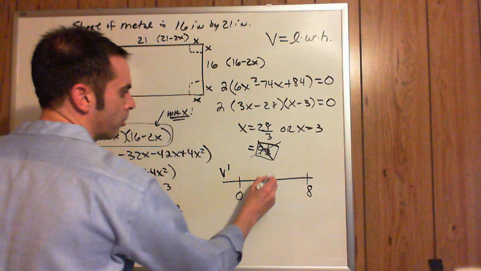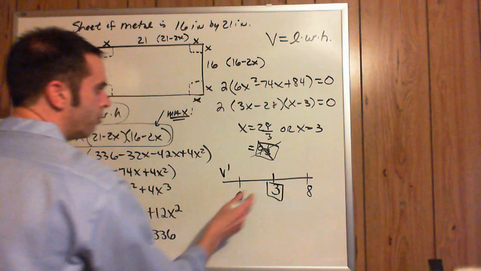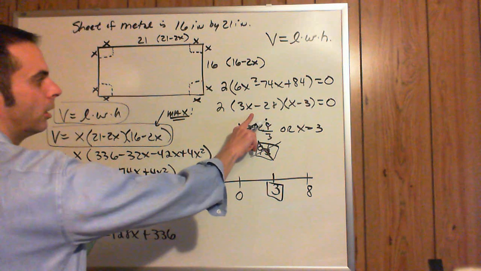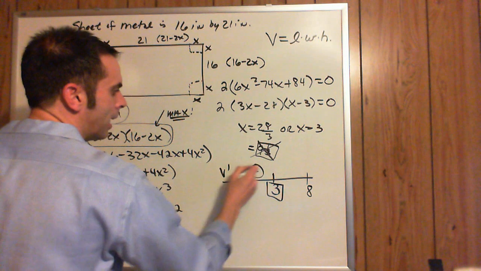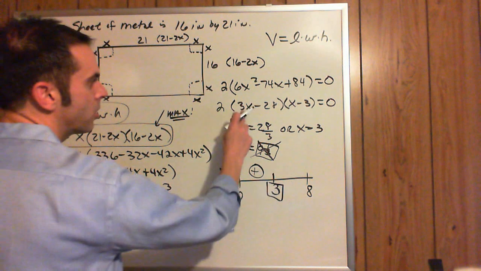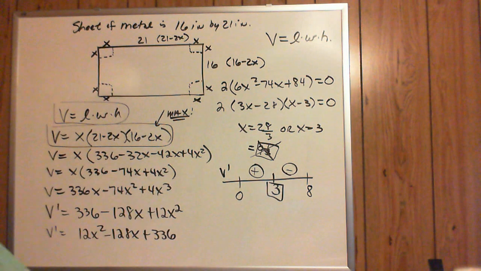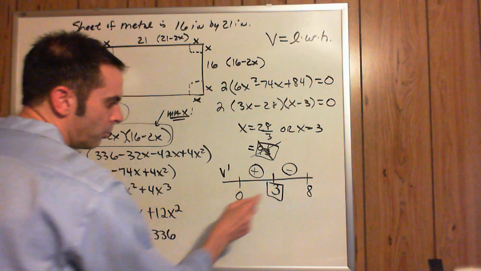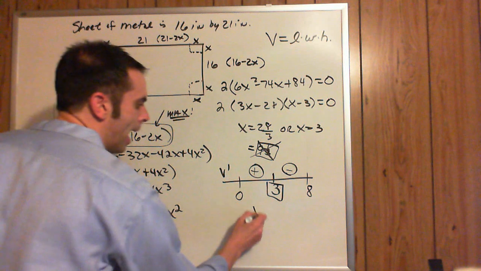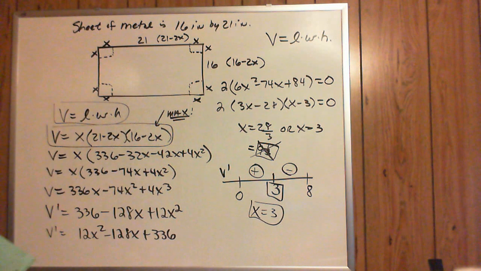This is V prime, and our critical number is 3. If we test in 1 back into here, we'd get a negative times a negative, which is a positive. If we were to take, say, 5 and substitute it back into here, we would get a negative times a positive, which is a negative. Since V prime only changes sign from positive to negative at x equals 3, then we would have our maximum at x equals 3. Now what is x? X is the height, which meant then folding up that piece of cardboard or metal 3 inches from each corner would give us the biggest volume.